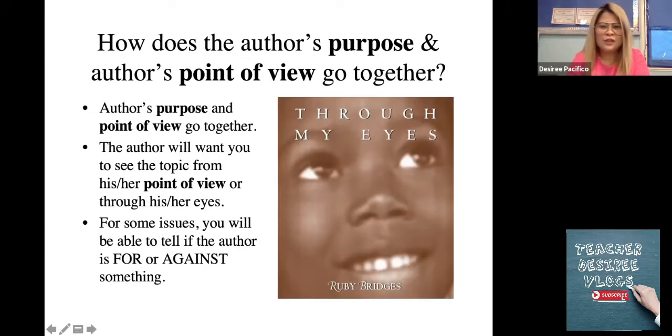How do the author's purpose and the author's point of view go together? The purpose and the point of view of an author go together if they want the readers to see and to understand the things that they want to tell the readers. For example, it will let the readers know whether the author is for or against something. It means, are they in favor of something or are they against something?